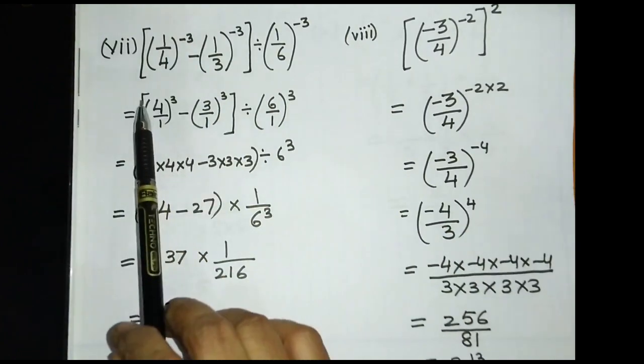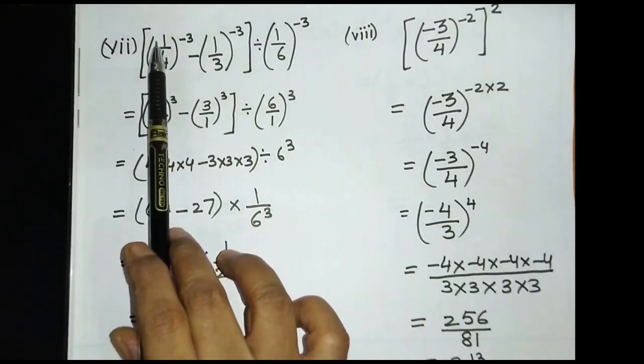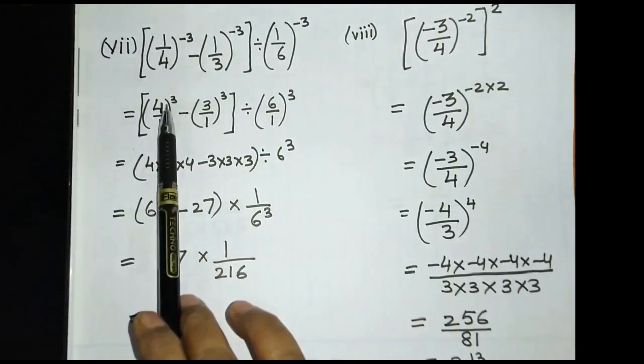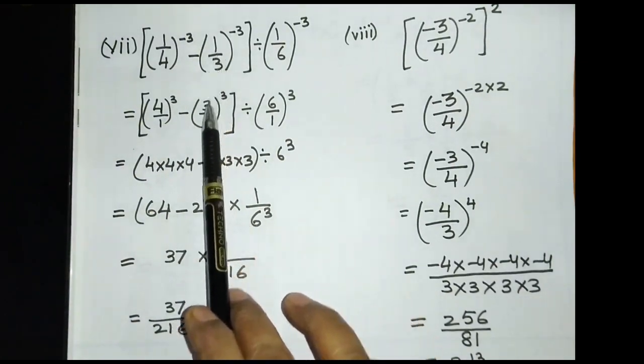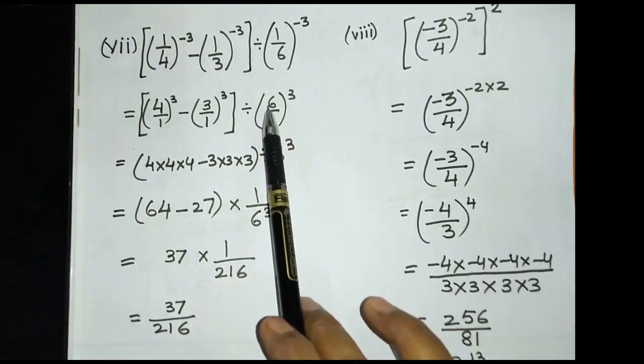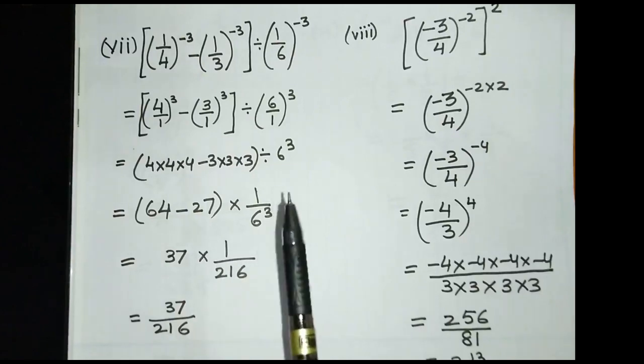Next is, we have 3 terms which have negative power. So we'll change them to positive, taking reciprocals. 4 by 1 power has become positive. 3 by 1 positive 3. 6 by 1 positive 3.